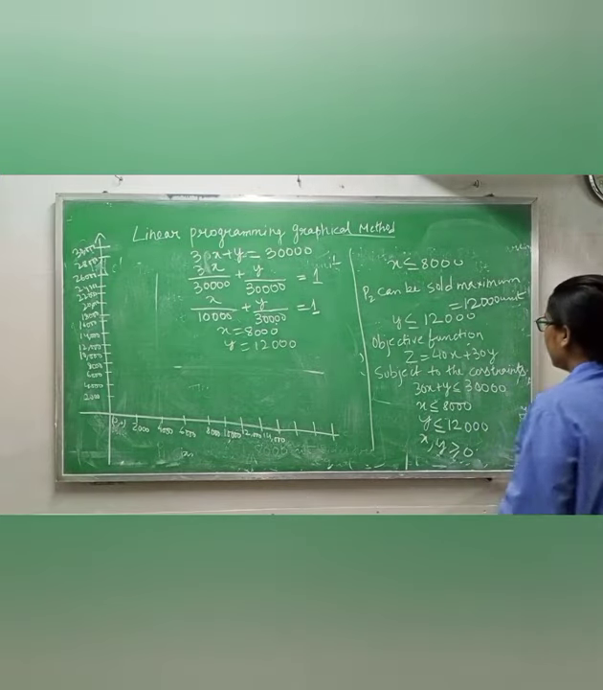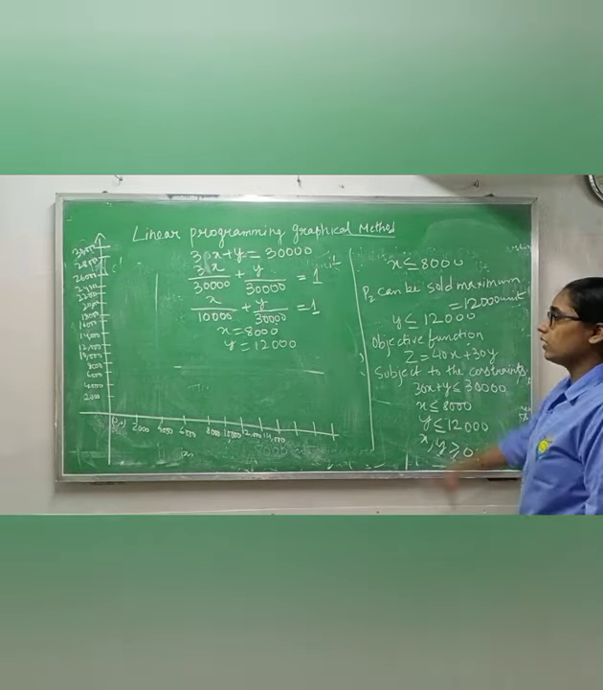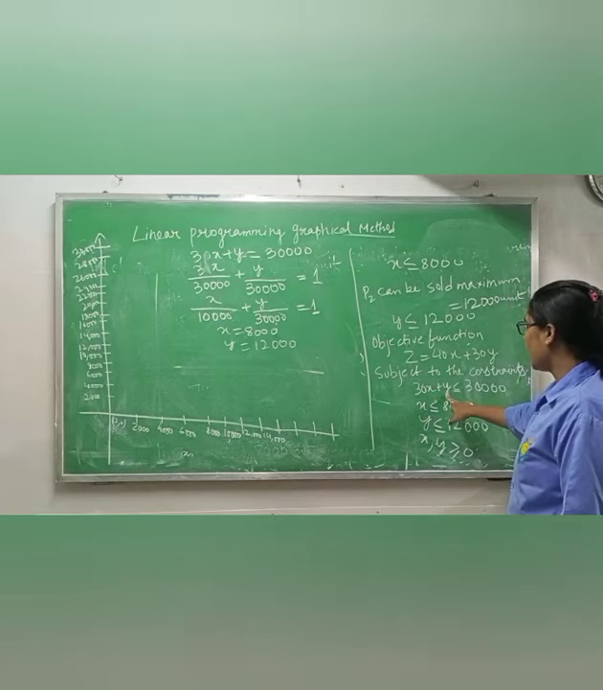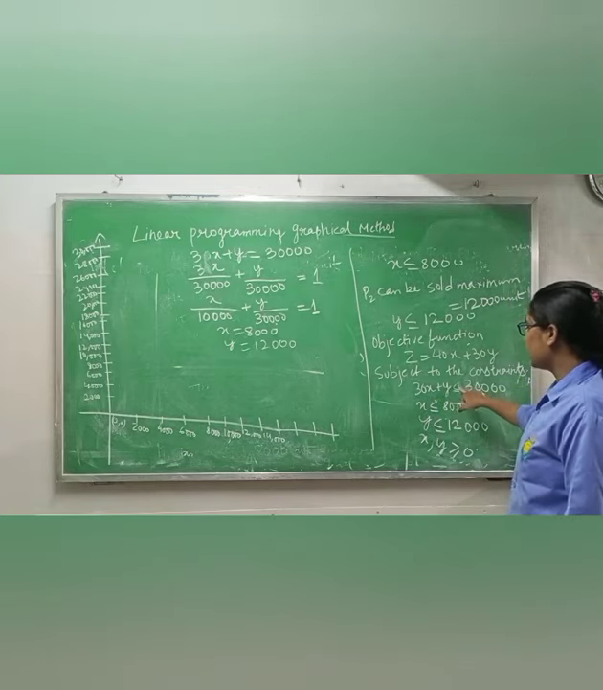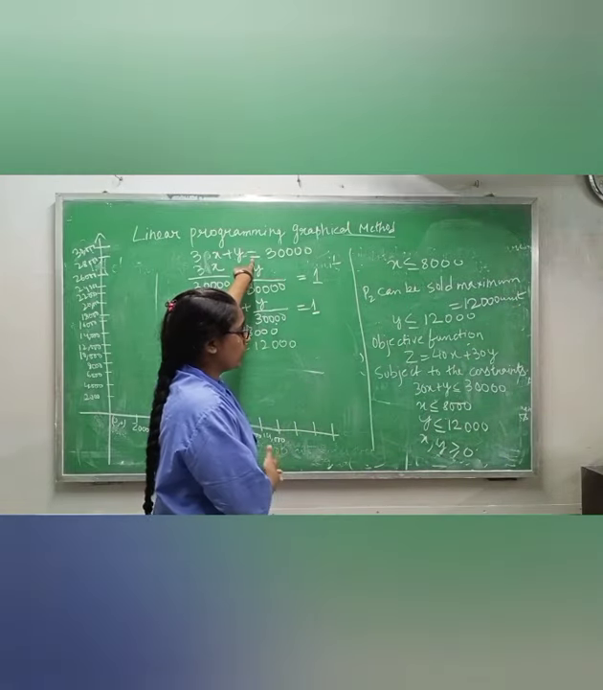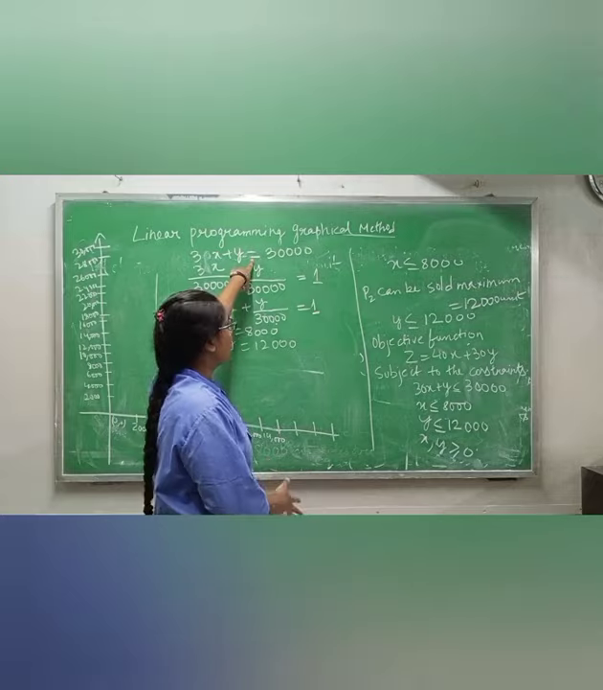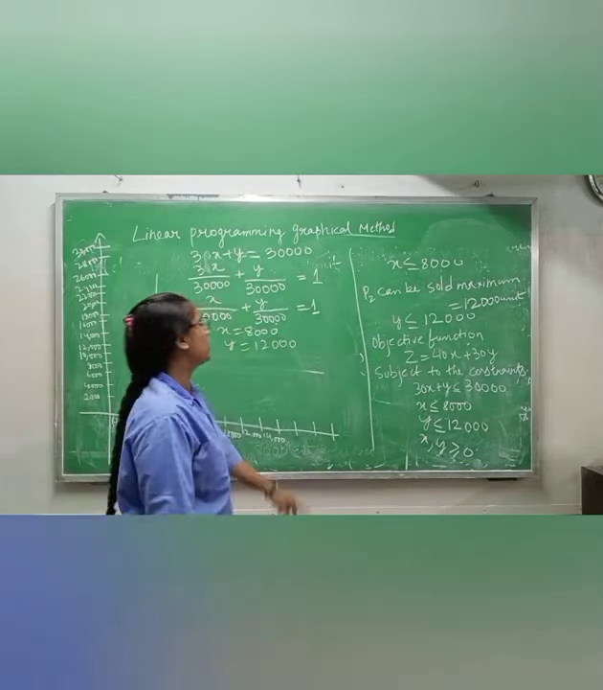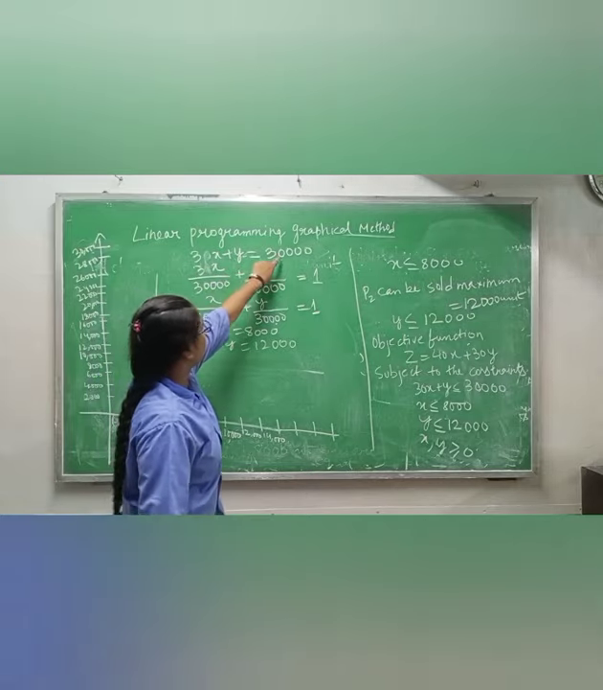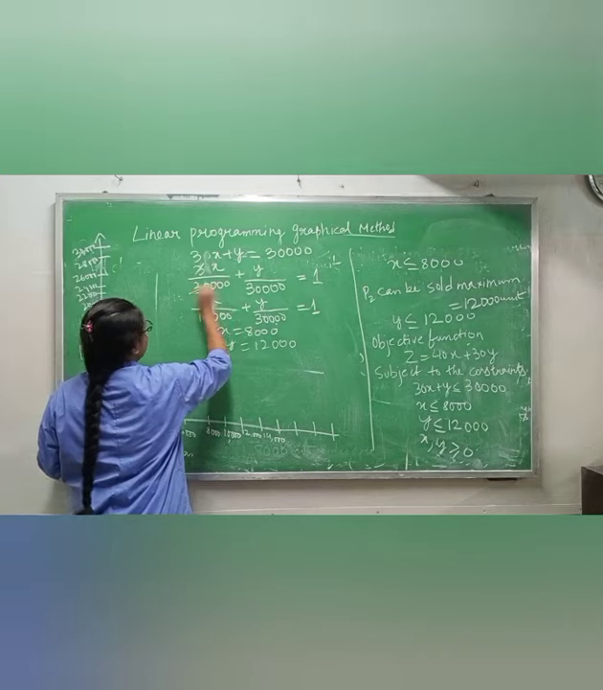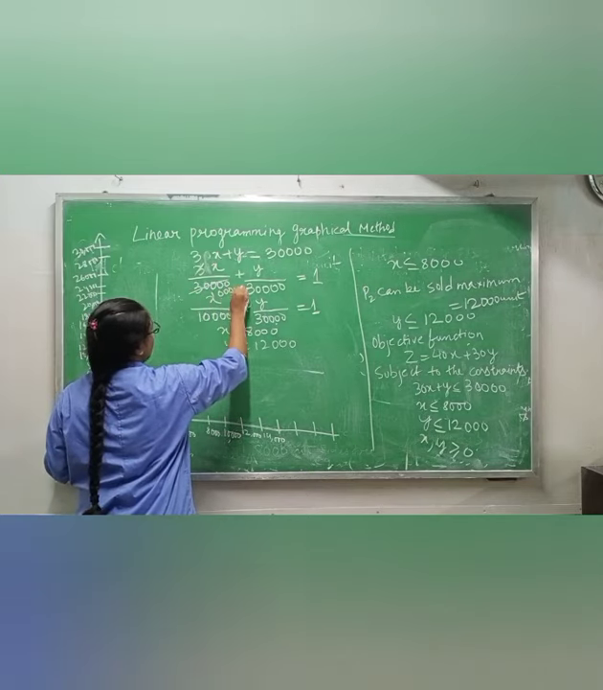Now class 12, we have to plot all these points on a graph. Okay, so I am taking this one, 3x plus y. I am removing this less than or equal to sign and giving the equals sign. As you know, to plot it on a graph you have to remove the inequality sign and give the equation sign. Now this 30,000 will come down. 3 ones are 3. You will get 10,000 here.